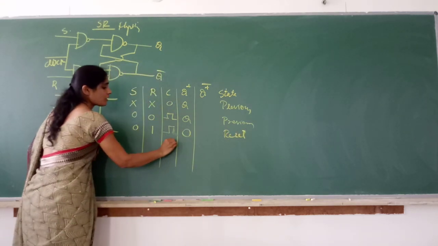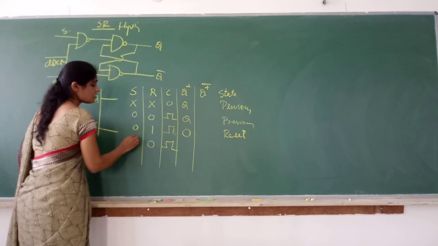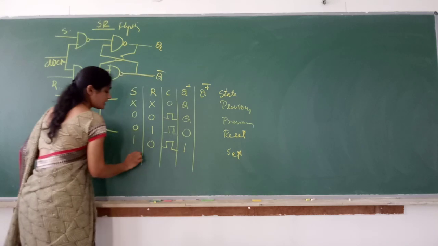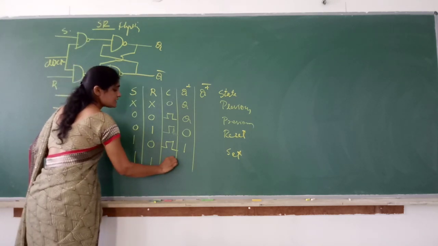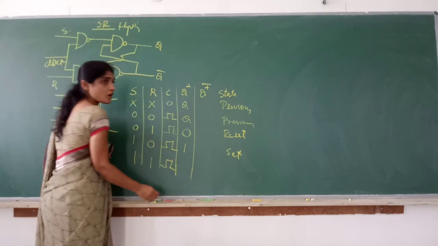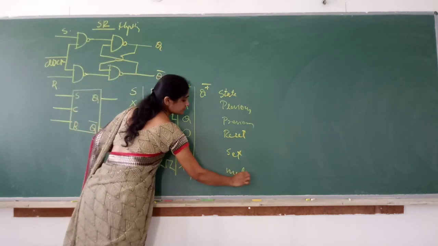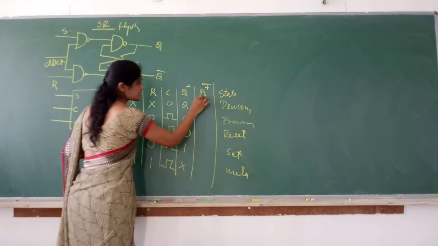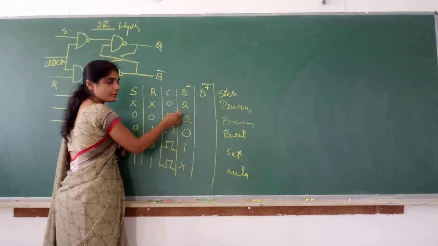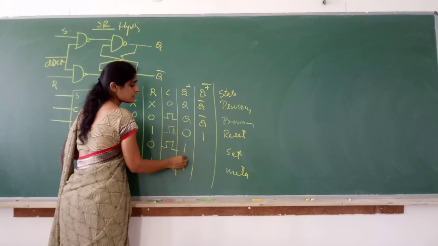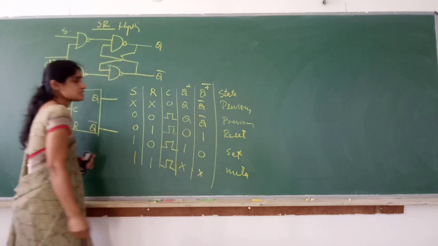Okay, again clock pulse 1, S is 1, R is 0... so set 1, 1, giving clock pulse. It is called as what? Metastable state. So X I can write. Metastable state. Okay, what is this? Q plus bar is just the complement of this. You can write Q bar 0, here it is 1, 1, 0, again it is metastable state.